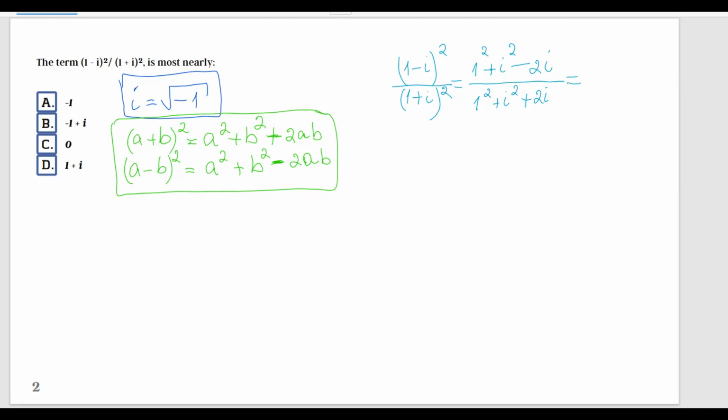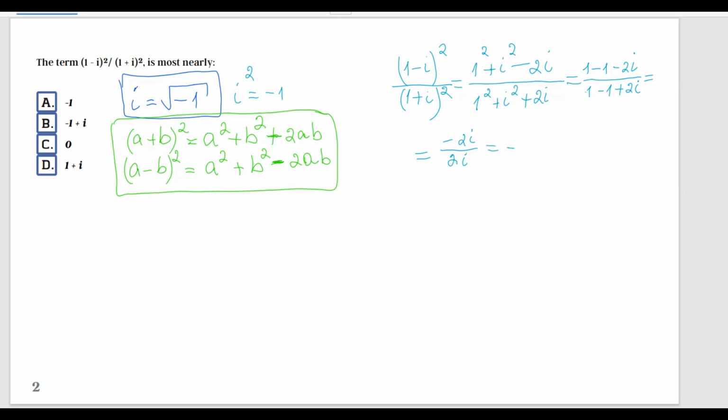So now, coming back here, if i equals the square root of -1, then i squared is going to be equal to -1. So if we substitute i squared as -1 in this formula, let's see what we get. We're going to have 1 squared is 1, i squared is -1, minus 2i, and then at the bottom we have 1 squared, which is 1, plus i squared again becomes -1, and then plus 2i. So now it becomes a little bit simpler. 1 minus 1 is 0. We have minus 2i at the top, and we have 2i at the bottom.